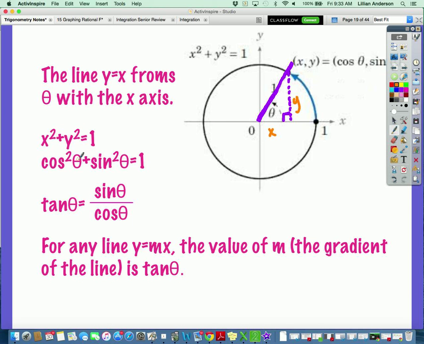Or cosine squared theta plus sine squared theta equals 1. This right here is known as your Pythagorean identity.